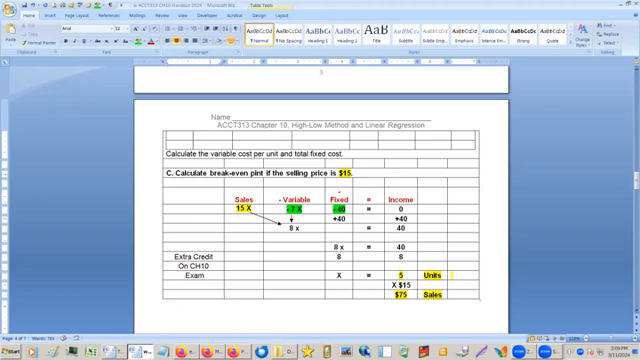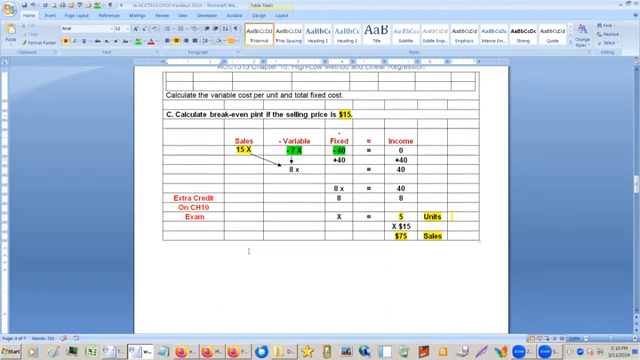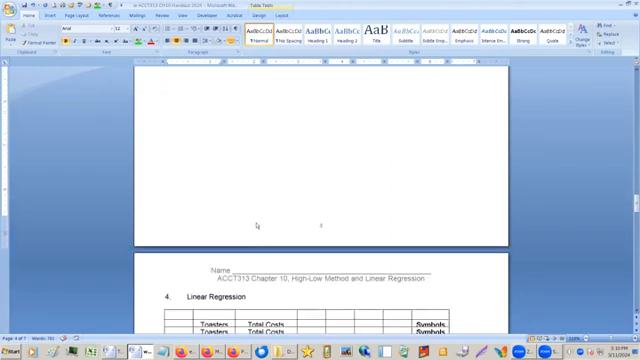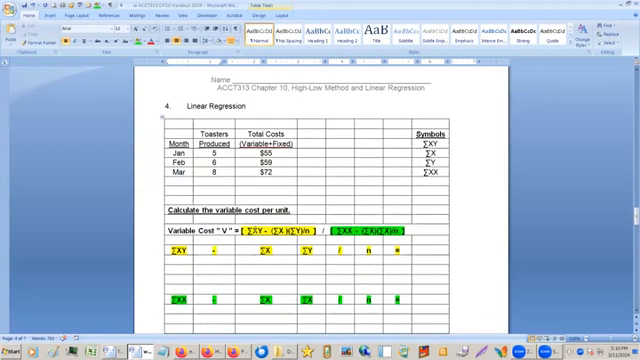So on the exam, I'll say you'll do the high-low method, and then if you do the break-even part, it's extra credit. So my point being is that if you don't do it well on the exam, or you make a mistake, you still get 100 even with it.